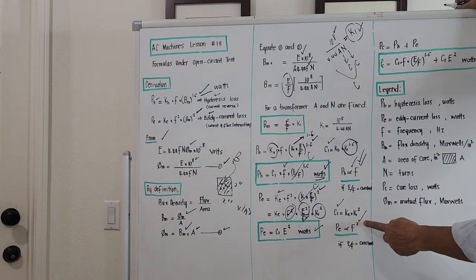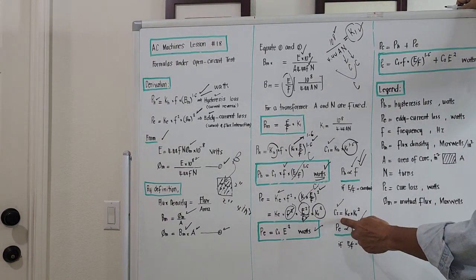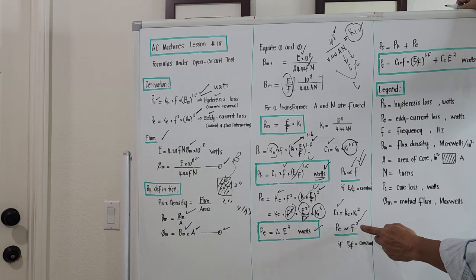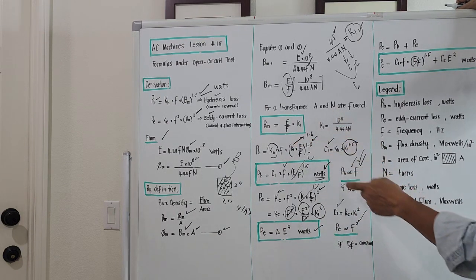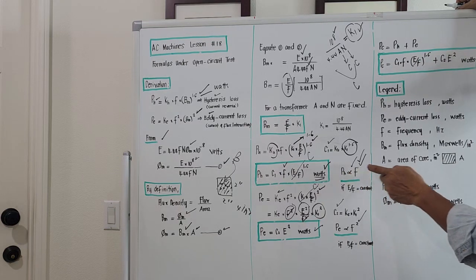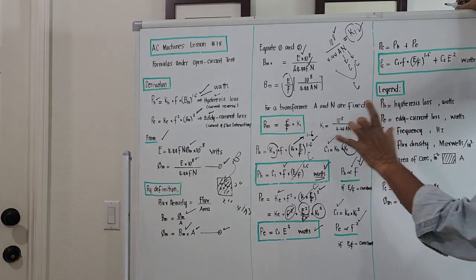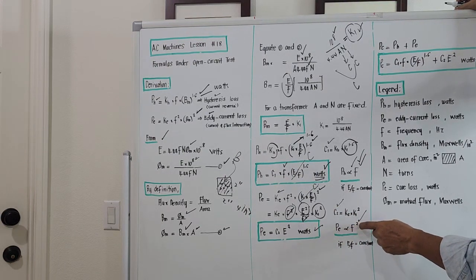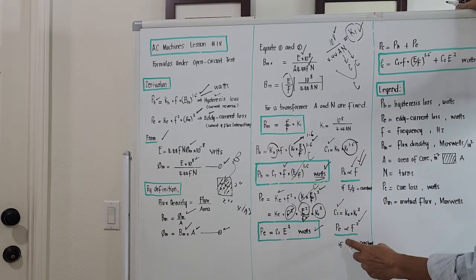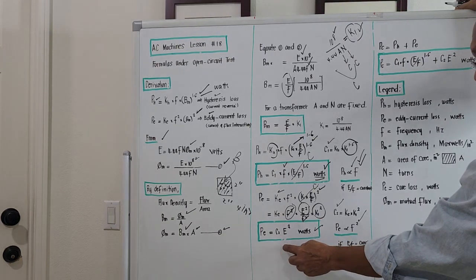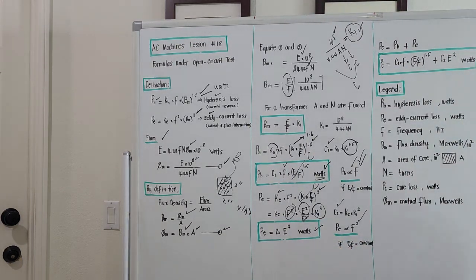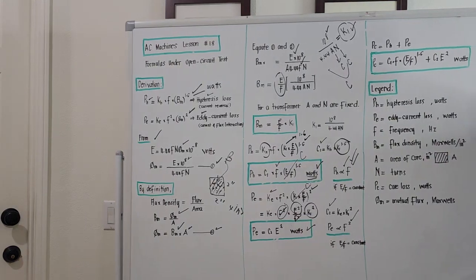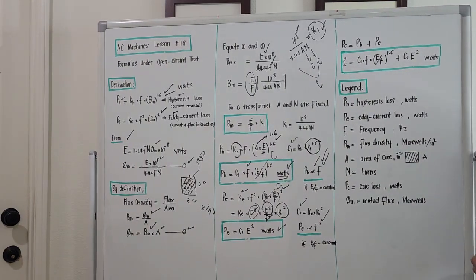So in general now, eddy current loss is directly proportional to the square of the frequency. Okay, you got it? Eddy current loss is directly proportional to the square of the frequency. For the hysteresis, it is just directly proportional to the frequency alone. But for eddy current, it will be directly proportional to the square of the frequency if the ratio E over F on the formula is constant. But if it is not constant, we must use this one.